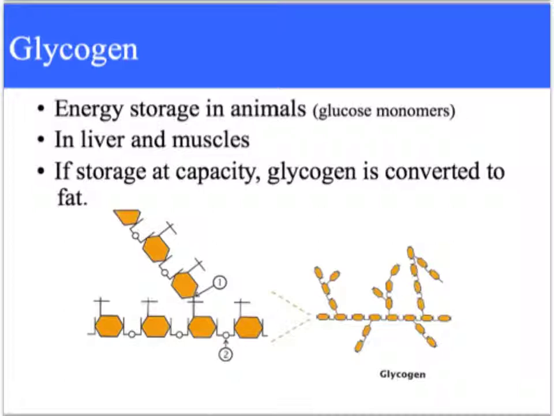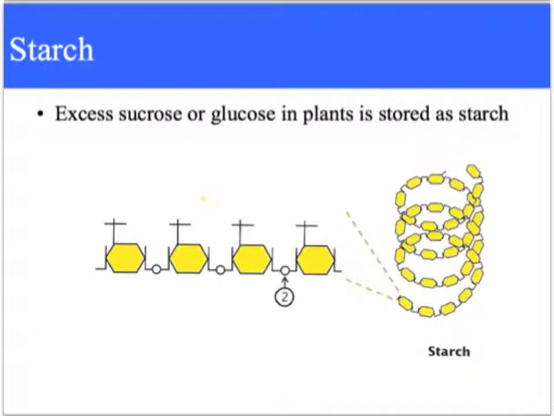Take note of the picture of the glycogen, what you may notice. So I've got these hexagons again. So every time you see a hexagon, think glucose. And finally, we've got starch. So excess sucrose or glucose in plants is stored as starch. So when we talk about starchy vegetables such as potatoes, that just means that they have a lot of stored glucose. Again, you've got these pictures of these hexagons. So that's telling you straight away, I'm looking at a carbohydrate.